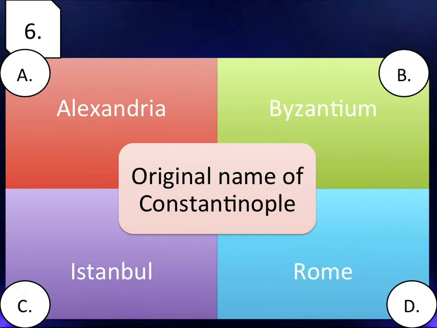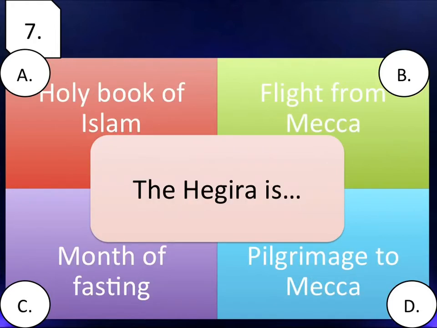Let's get to some meatier questions. Question number 7. Bringing in another term here. Let's see if we remember which one it is. There's so much we could talk about with Islam. This is just one random question from it. The Hijra is what? It's something to do with Islam, but what?